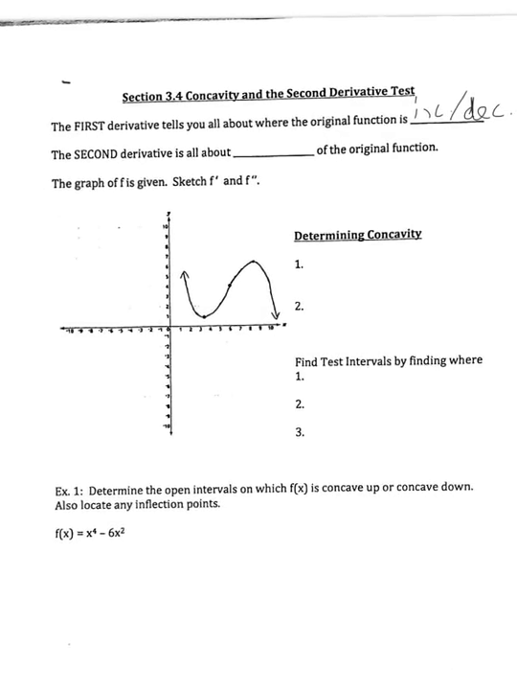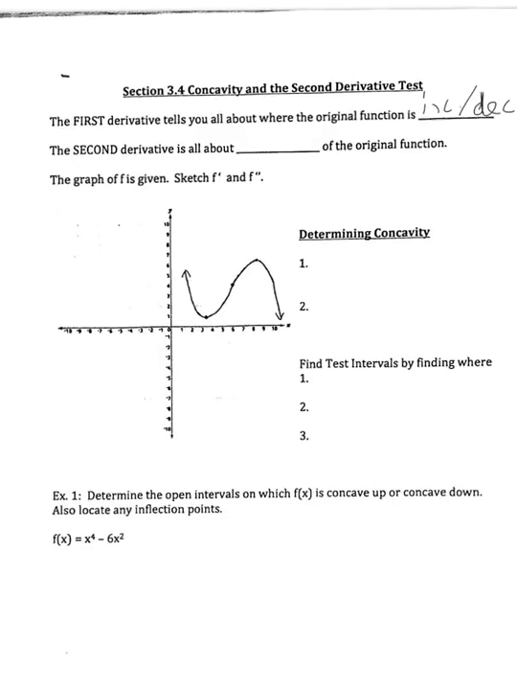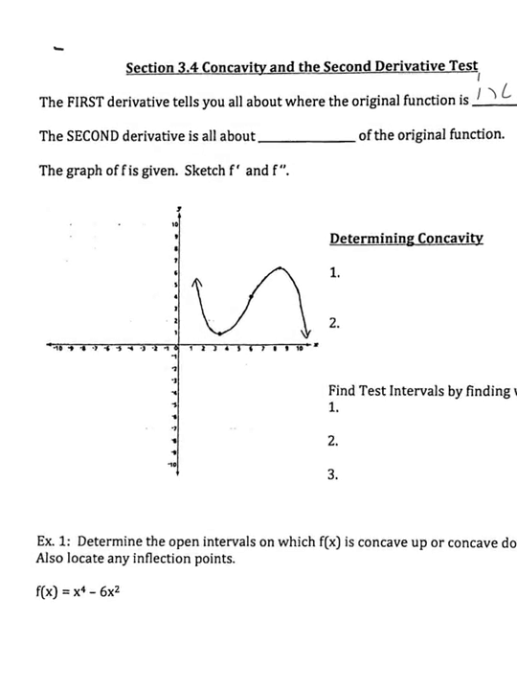Today's lesson is all about the second derivative, f double prime. The second derivative is all about concavity of the original function. All right. So f prime tells you where a function is increasing or decreasing. F double prime tells you where a function is concave up or concave down.